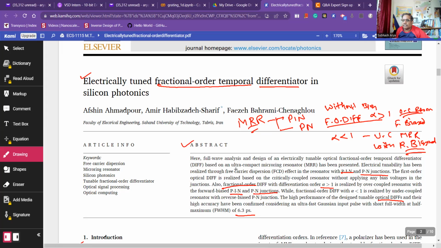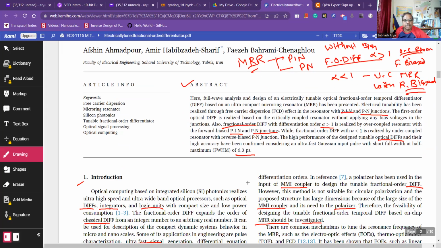While a fractional order differentiator with alpha less than 1 is realized by an undercoupled resonator with reverse biased PN junction. The high performance of the designed tunable optical differentiators and their high accuracy have been confirmed considering an ultra-fast Gaussian input pulse with a short full width at half maximum of 6.3 picosecond. So this is the abstract.